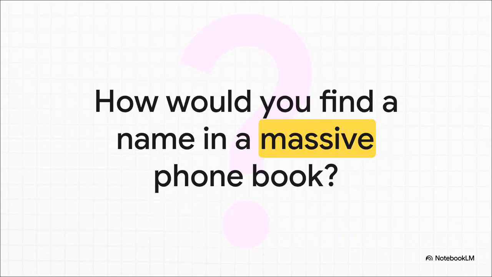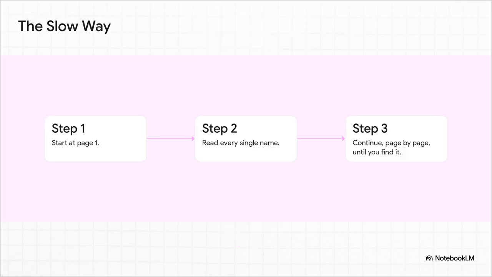Let's say you have a massive, old-school phone book, and you need to find one person's name in it. How would you do it? Because whatever method you choose, that's your algorithm. Now, one way to do it is to just start at page 1 and read every single name, one by one, page after page. This will absolutely work. You'll find the name eventually. But man, is that slow.